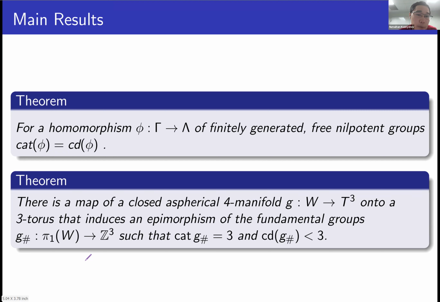The example that we gave was, namely for spaces, a closed aspherical four-manifold mapping onto the three-dimensional torus, which induces an epimorphism on the fundamental group such that the LS category of this group homomorphism equals 3, and the cohomological dimension is less than 3. And in the remaining 5 minutes, let me just sketch the proof.